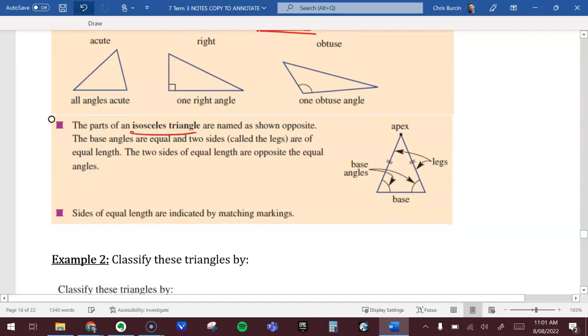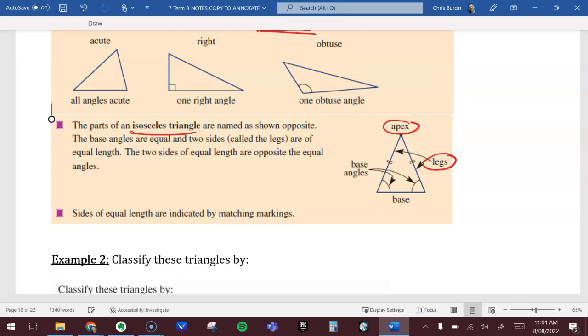The parts of an isosceles triangle are named as shown here. The base angles, okay, here's the base, and the base is the side that contains both of those equal angles. Then the legs are the two sides that are equal to each other of an isosceles triangle, and then the apex is the point that is opposite the equal angles. So the base angles are the equal two angles down at the base, and then the legs are the sides that come up from the base to the apex. Sides of equal length are indicated by these matching markings as I showed you.